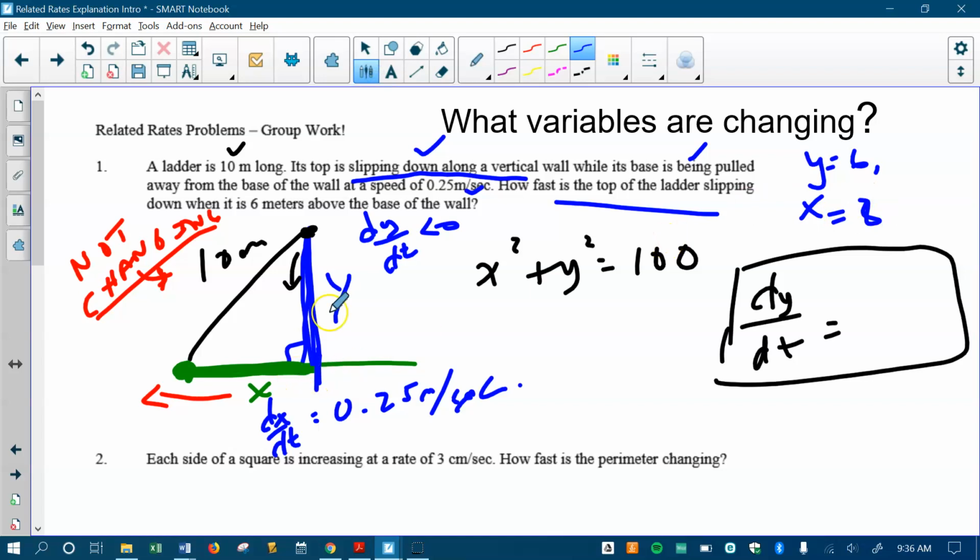When y is 6, x is 8, and z is 10, because that's a 6, 8, 10 triangle. I am not going to use this information until I'm ready to use it, which will be when I'm taking the derivative. So not used until the derivative. In fact, one good rule of thumb is you're really never plugging anything in until you have the derivative with respect to time. That's how you set up number 1. And again, the next video has the actual solving of the problem.